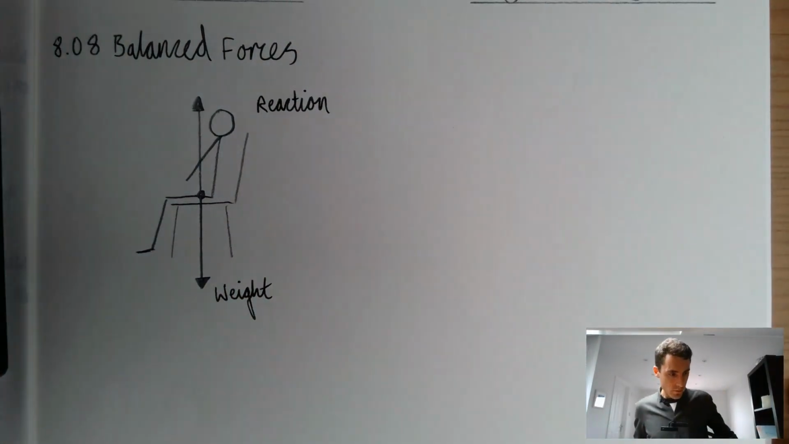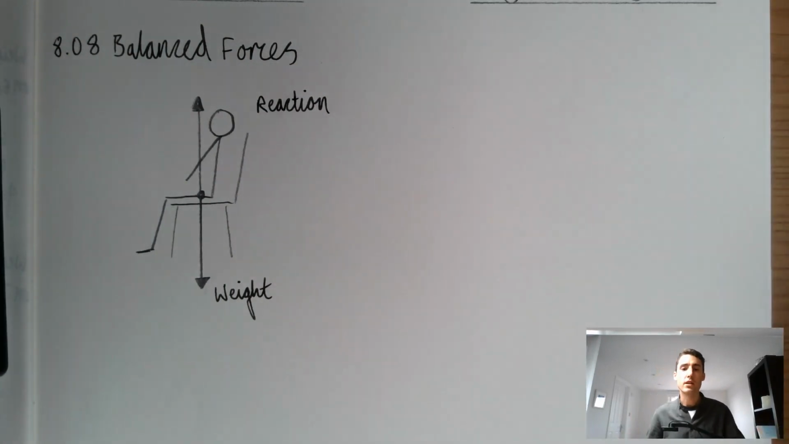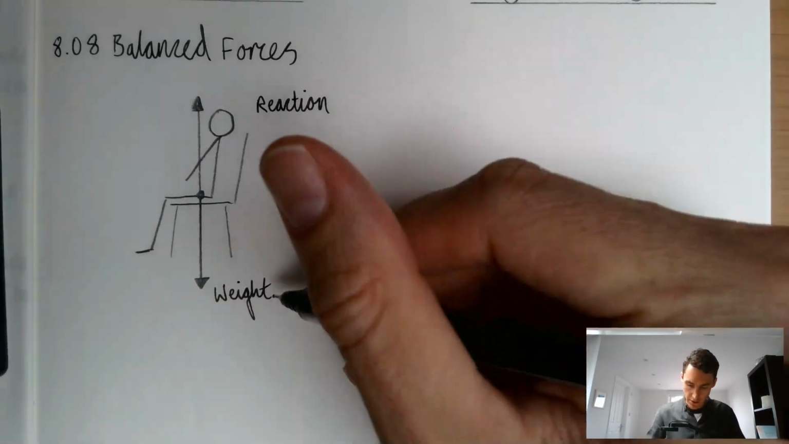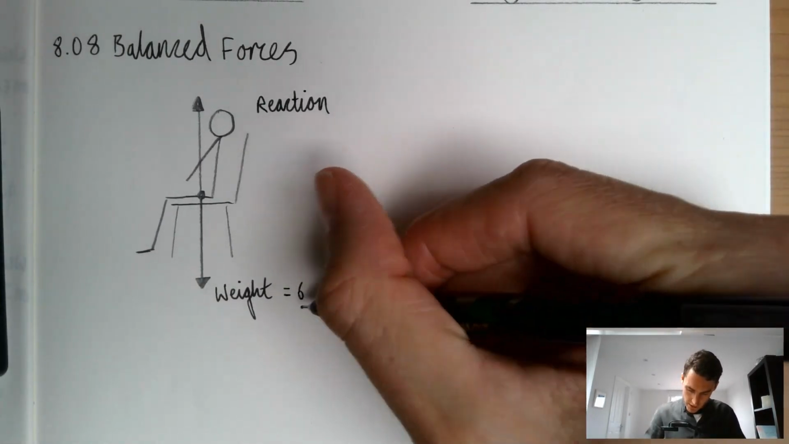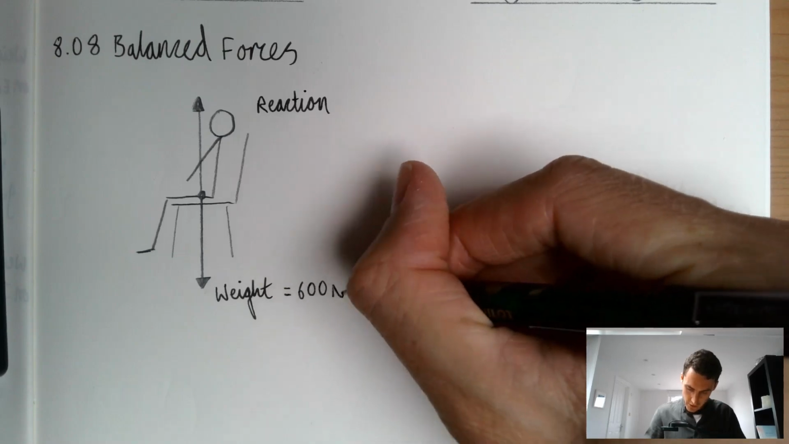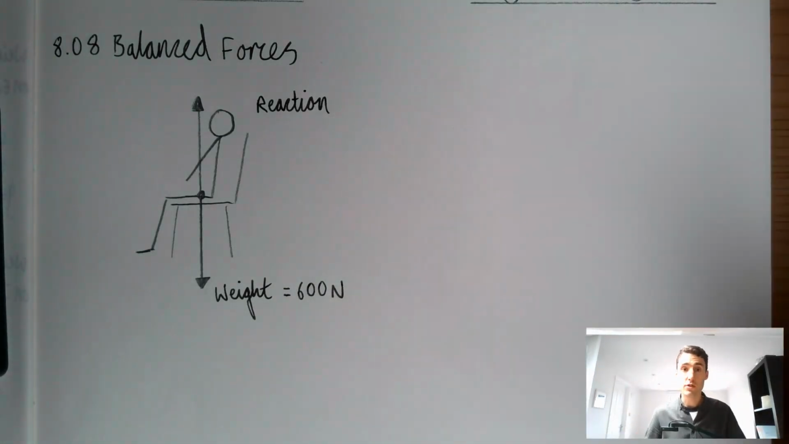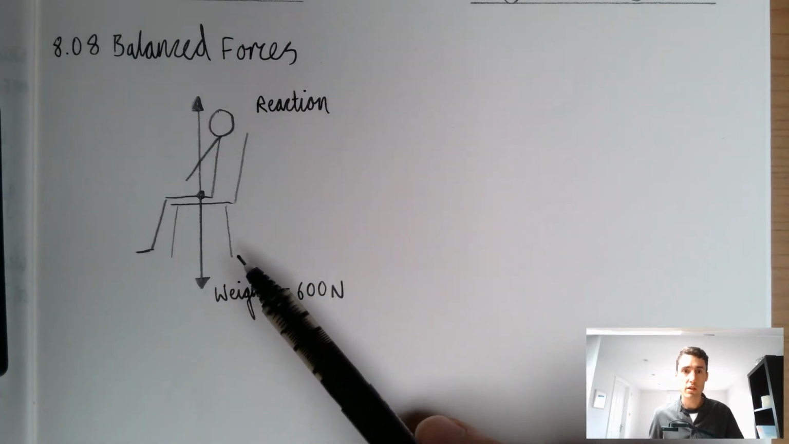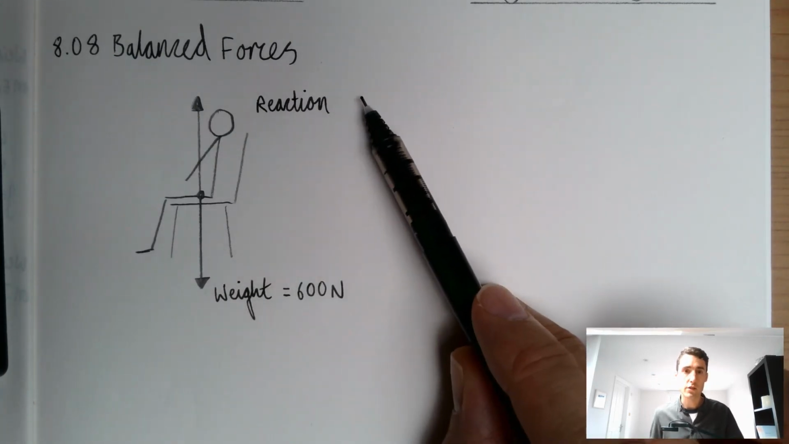Now, the final thing I'm going to do here is just put some imaginary numbers on here. So I'm going to say, well, let's imagine this person is about 60 kilograms. So they have a weight of about 600 newtons, okay? And you can ask students then, if the person was not moving, if they were totally stationary, what would the size of the reaction force be?